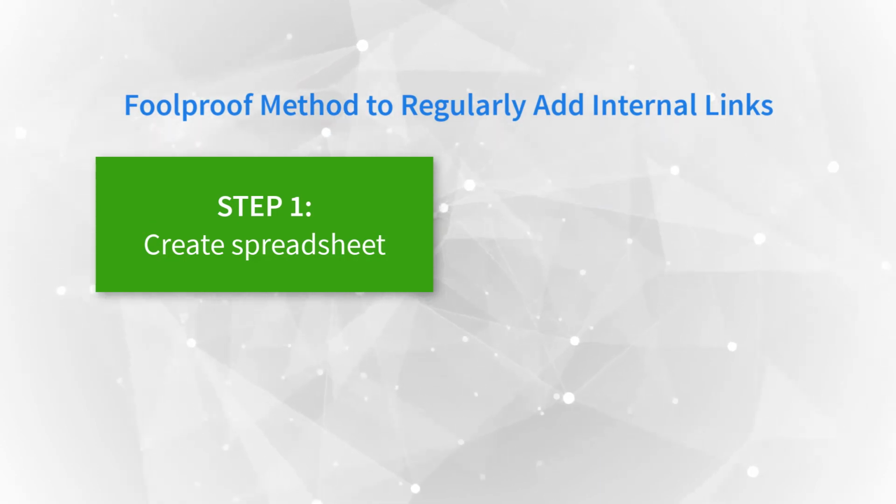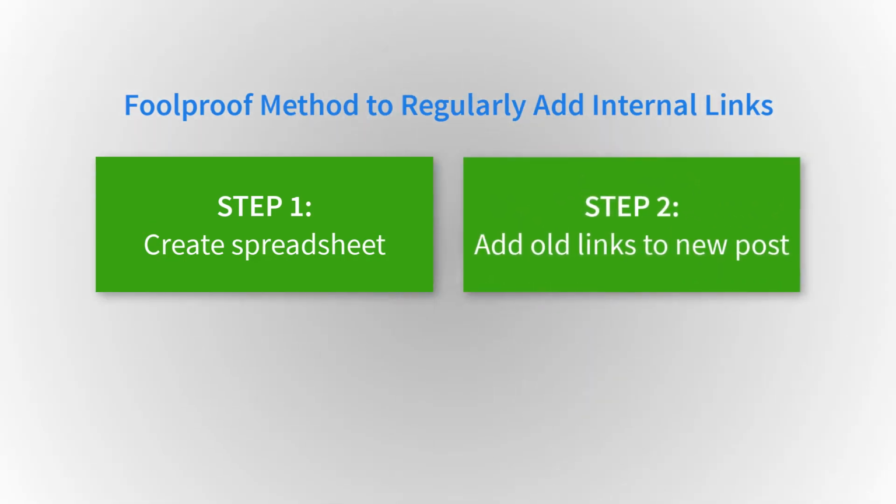Okay, so step 2, add old article links on your new article. So each time you publish a new article, you'll want to review it and identify where you can add links to existing articles on your website. Including links to your older articles in your new posts signals to search engines that the old content is still relevant and fresh. So what you'll do is navigate to the article that you just published.